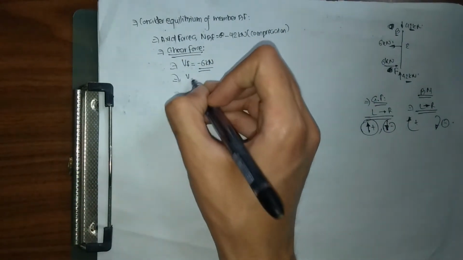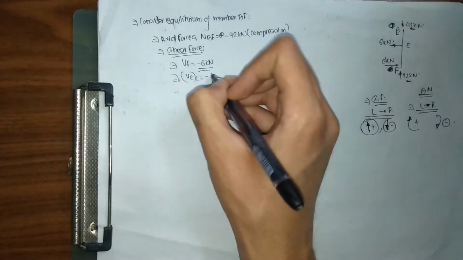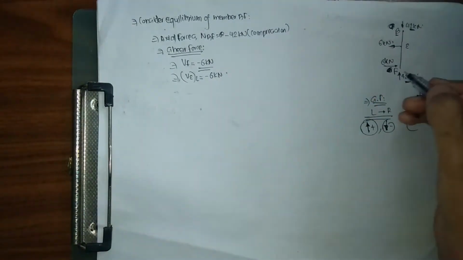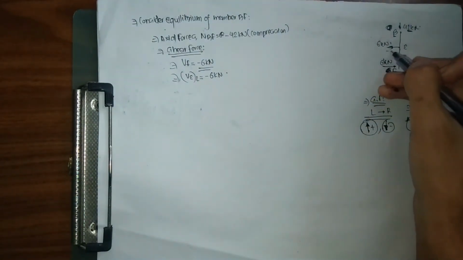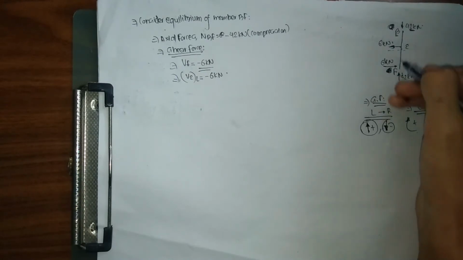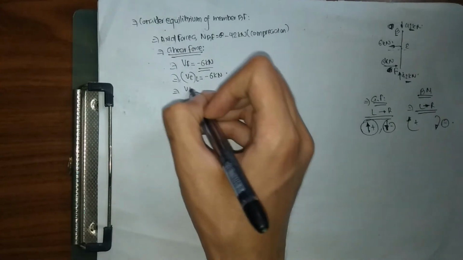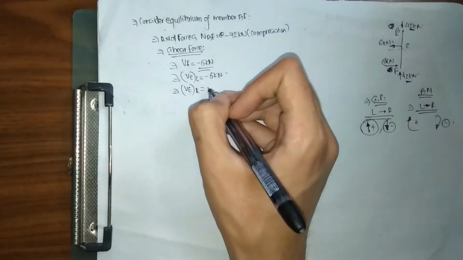Next I am going to take another point at left of E. Left of E is also going to be minus 6 kN, because from F to E, at left of E, which means it is going to be somewhere over here, there are no other forces acting vertically along our member BF. So next I have VVR, which means right of point E. This is going to be 0 kN.